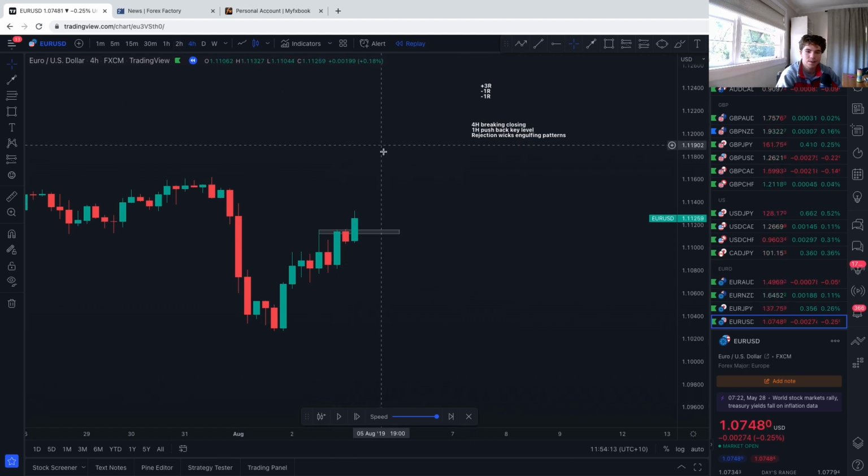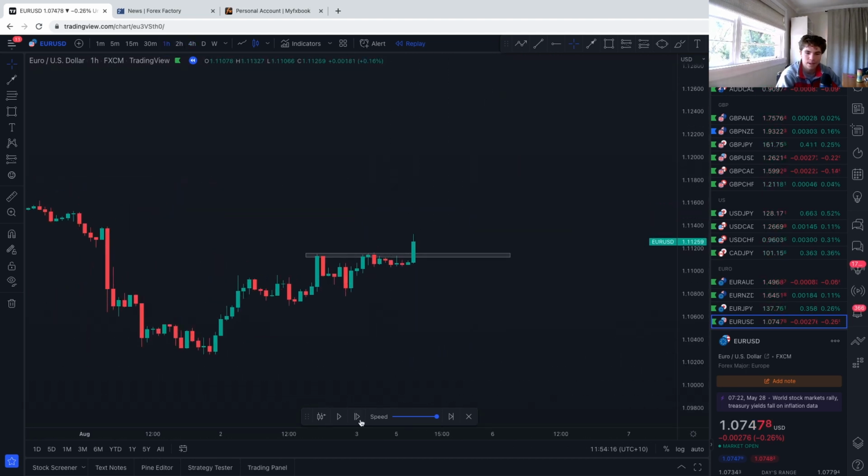Let's see. We've created a new high. Let's see if we can create a retest and a continuation here.